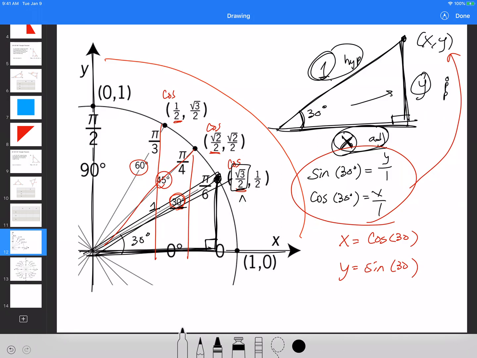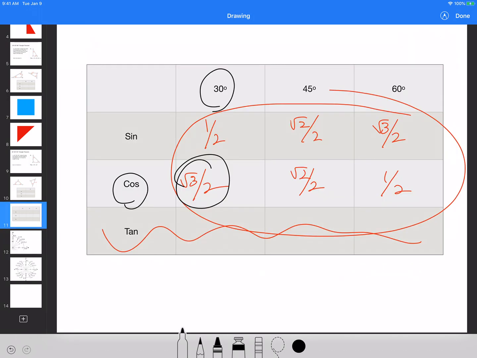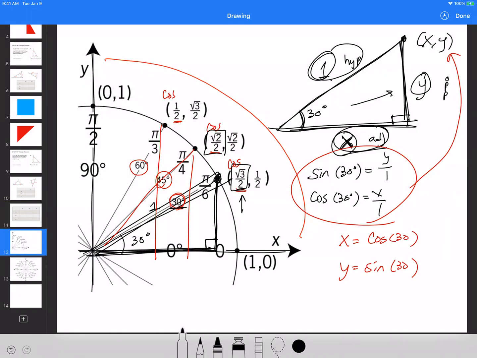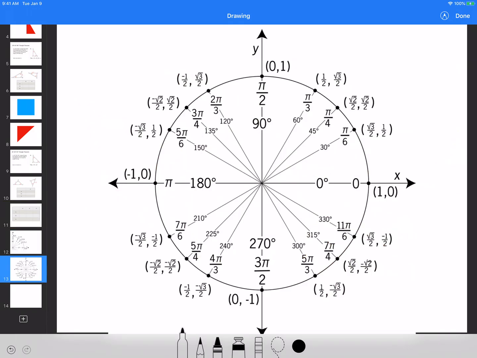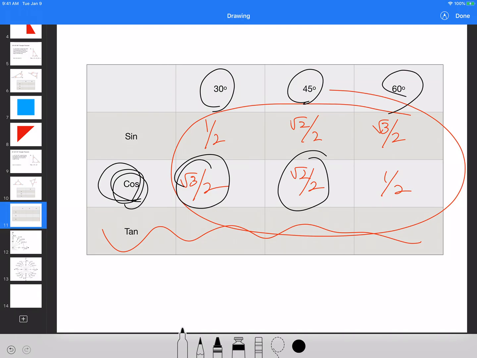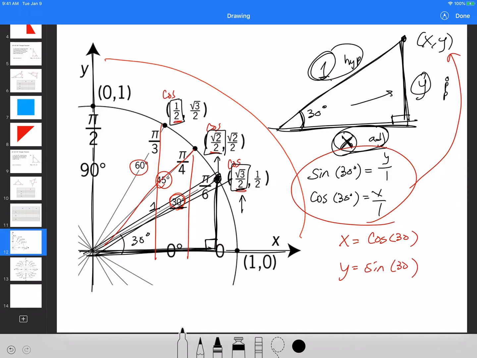Cosine of 30 degrees was root 3 over 2. And what do you know? It's root 3 over 2. Cosine of 45 was root 2 over 2. What do you know? It's root 2 over 2 right here. Last but not least, cosine of 60 is 1/2. You guys get the point, right? That's 1/2. Your x-coordinate for all of these unit circles will always turn out to be cosine of whatever the angle is, called by the Greek symbol theta.